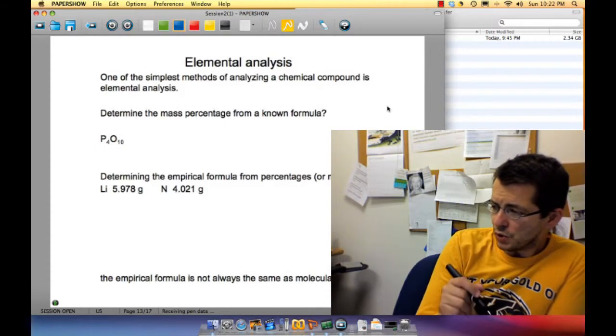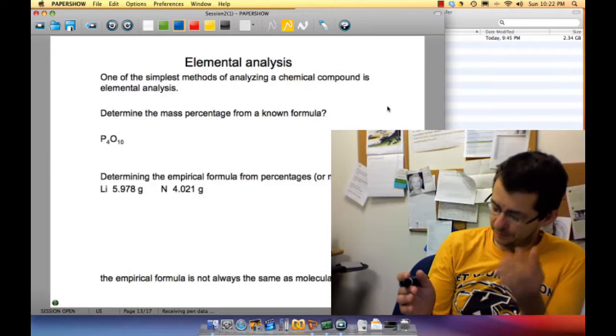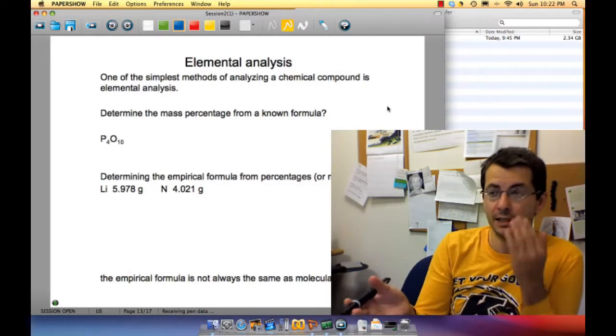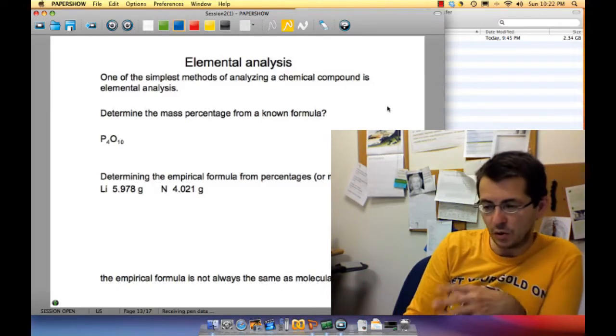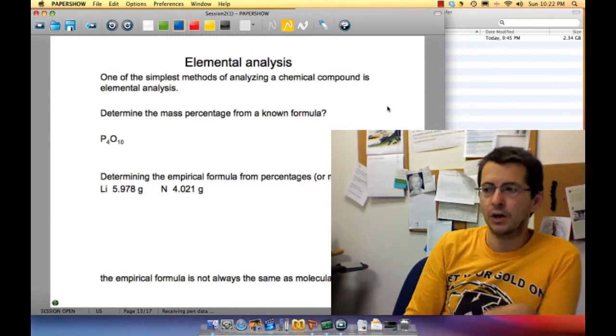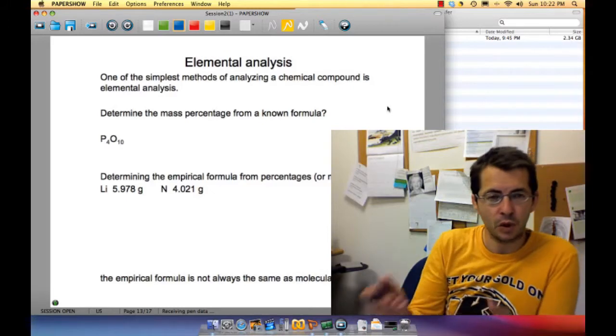The reason this is useful is because a pure compound has a fixed ratio of atoms, usually a small whole number. This is something that, again, goes back to Dalton's. That means that if the compound is pure, the mass percentage of each of those elements will always be the same.